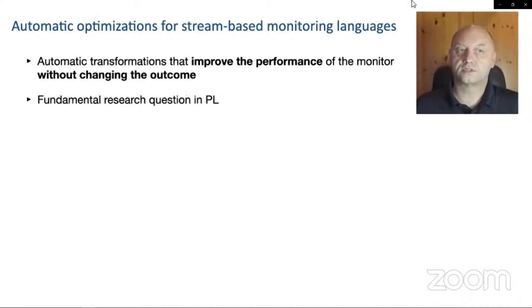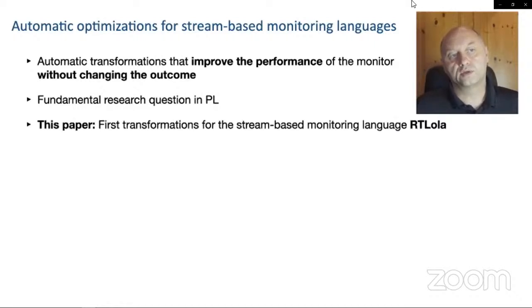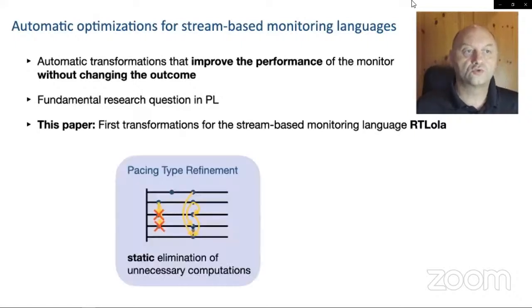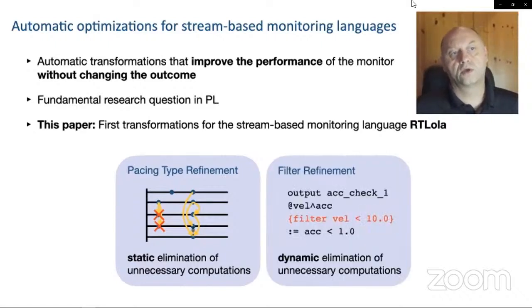Code optimization is of course a classic research topic in programming languages. In monitoring, there has been surprisingly little work on this. So what we do in this paper is we introduce the first transformations for the stream-based monitoring language RT-Lola. Our two main transformations are the pacing type refinement, which statically eliminates unnecessary computations, and the filter refinement, which does this dynamically. The result is a whopping threefold speedup.